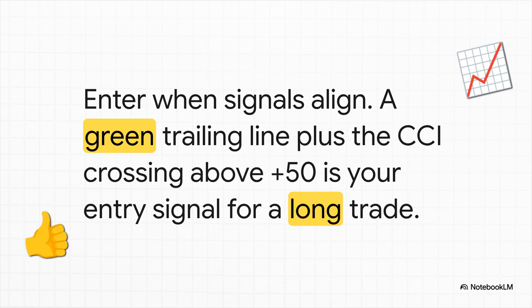This is all about trend following, and it's just beautifully simple. You're basically just waiting for 2 things to align. So for a buy signal, the trailing line on your chart needs to be green, and the CCI indicator down below needs to be above that +50 line. That's it. And for a short, you guessed it, you want an orange line on the chart and the CCI below -50. When you get that alignment, it's a huge sign that the trend and the momentum are on the same page, and that is a high probability entry.